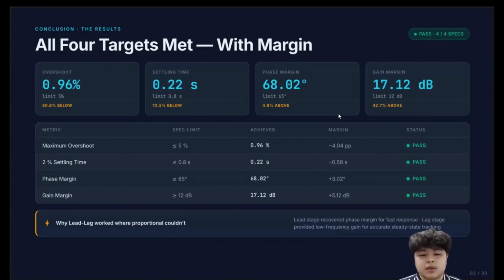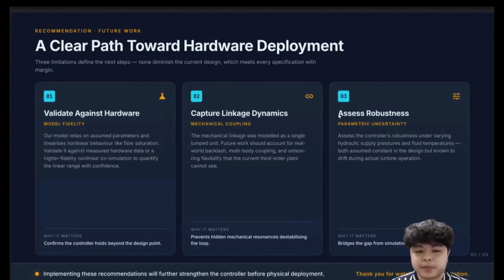To put this into perspective, the uncompensated plant took about 41 seconds to settle. Our compensated system does it in 0.22 seconds. That's about a 99.5% improvement.